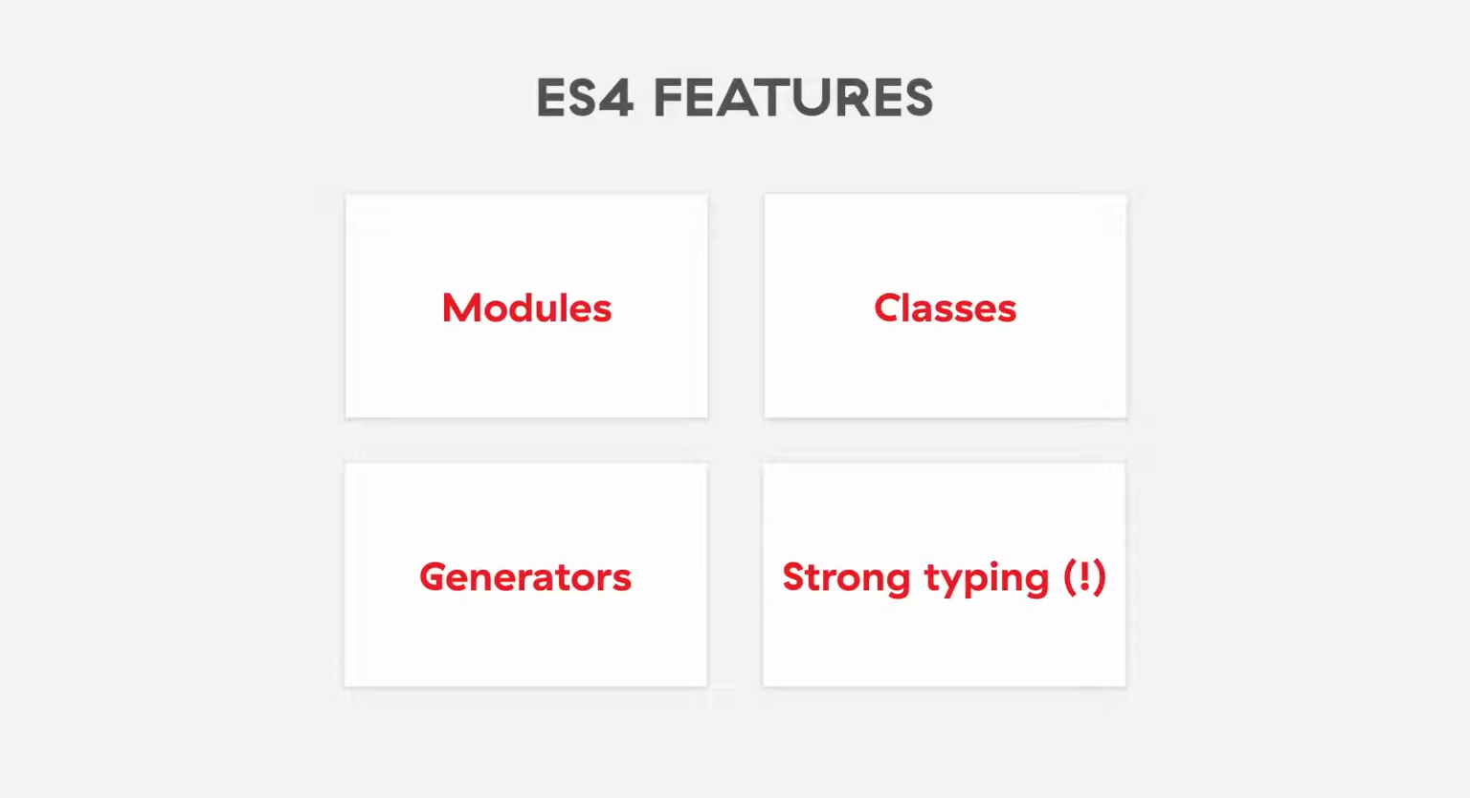Let's start with 2007 and ES4. How many of you heard about ES4? Okay, a few hands, nice. For everyone that doesn't know about ES4, these were the main features: modules, classes, generators, and strong typing. Many of you might wonder what happened to it. Because we got modules, classes and generators just last year, and we still don't have strong typing, at least not in pure JavaScript.